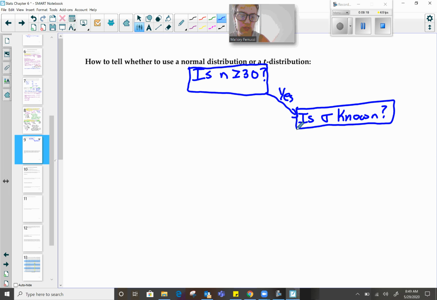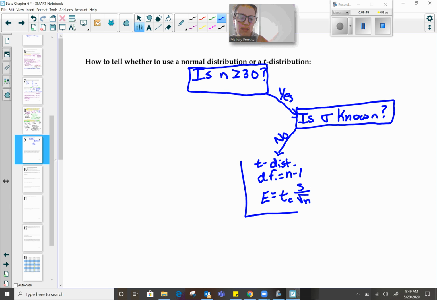If we don't, then it's a t-distribution, which means we're going to have degrees of freedom be n minus 1, and then E is t sub c times s over square root of n.